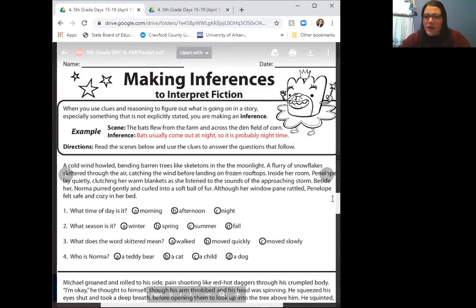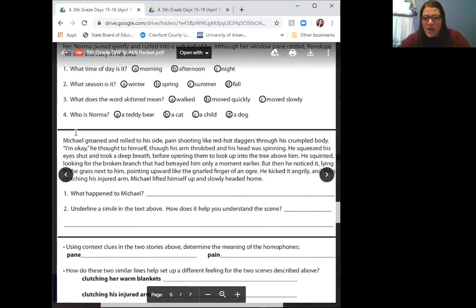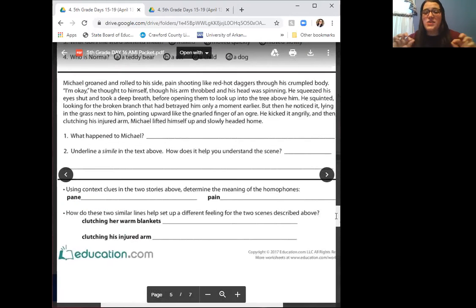So all you're going to do, and it gives you a few more to read. Then you have a little passage about Michael. You're going to read that and answer the questions about that. And then it says using context clues in the 2 stories above, determine the meaning of the homophones.